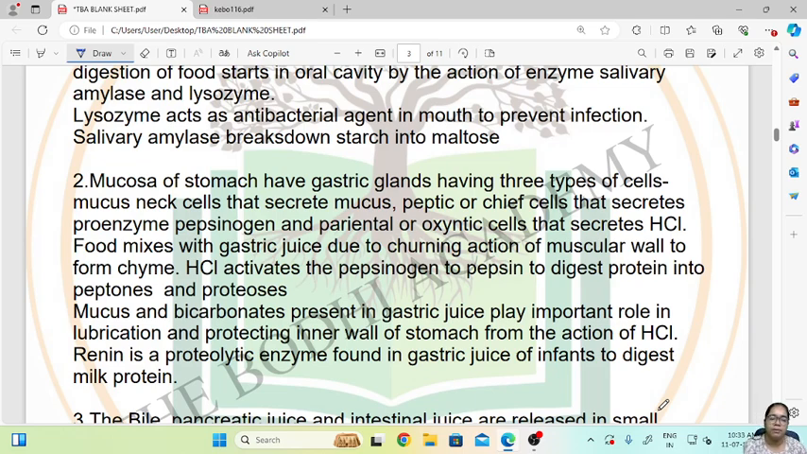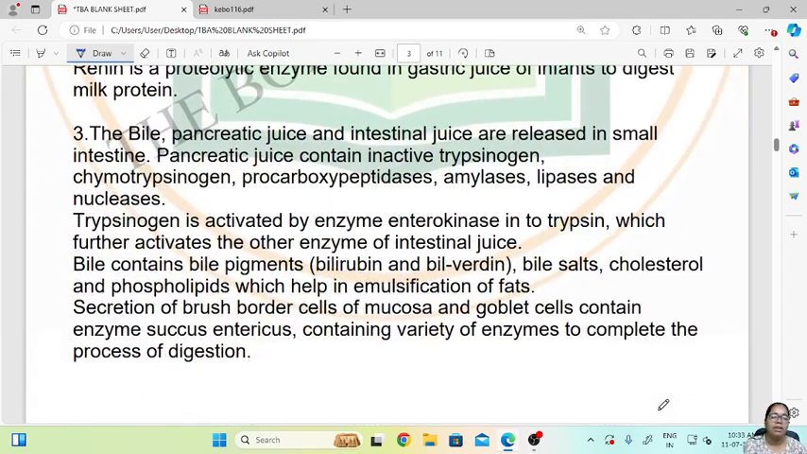Then comes the bile, pancreatic juice, and the intestinal juices, which are released in the small intestine. Pancreatic juice contains inactive trypsinogen, chymotrypsinogen, procarboxypeptidase, amylase, lipase, and nucleases. So these are the enzymes which are secreted into the small intestine by the pancreatic juice.